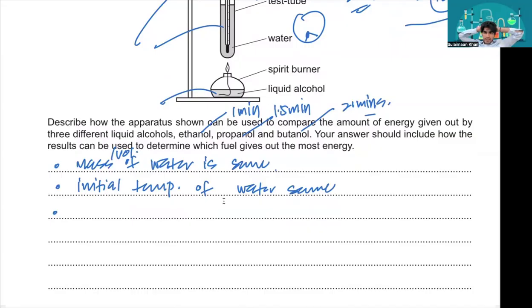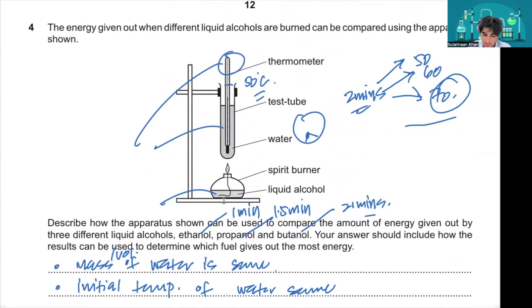Can we burn for a set time and then calculate the difference in the temperature? Yeah, you could burn for a set time, and you don't need to calculate the difference in the temperatures. If I want to burn for 2 minutes, one gives me 50, one gives me 70, one gives me 60. So the one that gave me the highest temperature is basically the one that gave out the most energy.